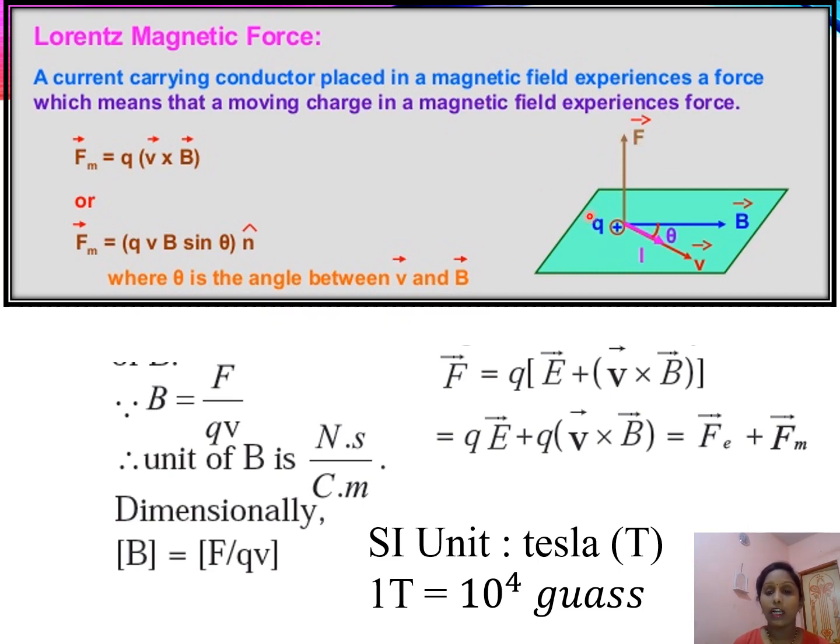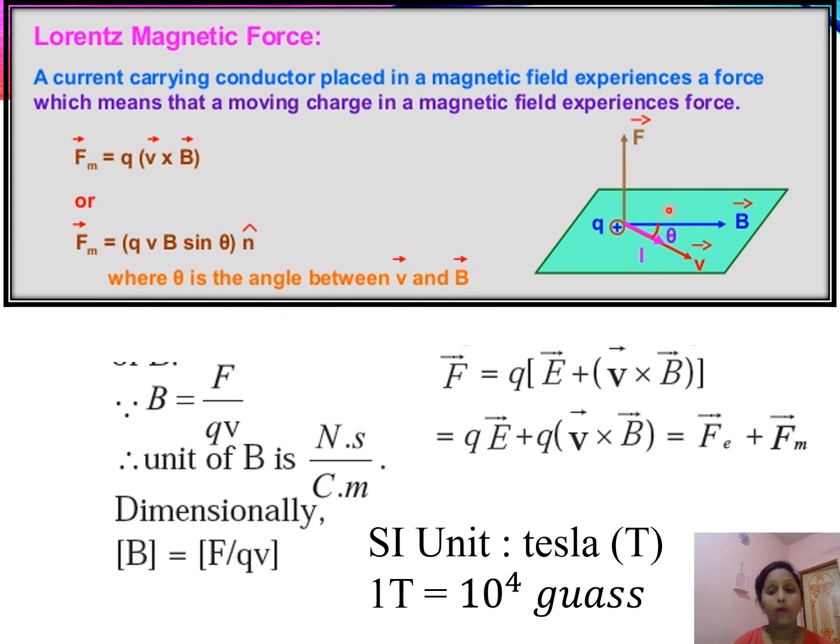It means that a charge, when placed in a magnetic field, experiences a force. That force can be written as F vector is equal to q into v cross B, v vector cross B vector. Now, as v and B are perpendicular to each other, it is denoted by a cross product. When I remove the cross product, I will include sin theta. So the equation becomes F_m vector is equal to q v B sin theta n cap. n cap is the unit vector, theta is the angle between v and B.